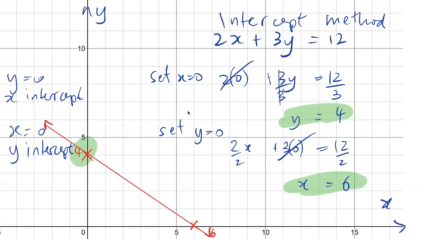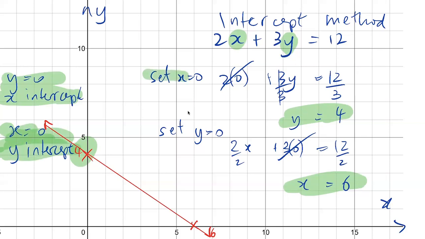So just going over that again, we're using the intercept method when we have an equation that's got both x and y on the same side of the equation. We use the fact that the x-intercept occurs when y is equal to 0, and the y-intercept occurs when x is equal to 0.